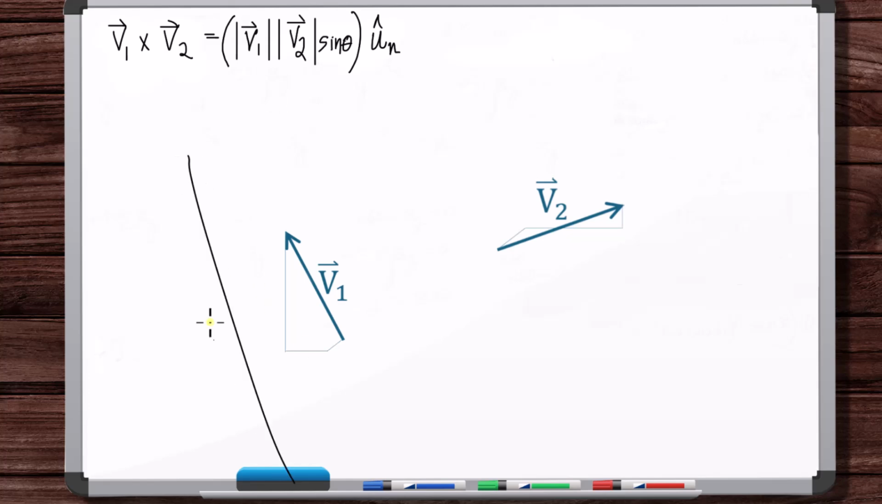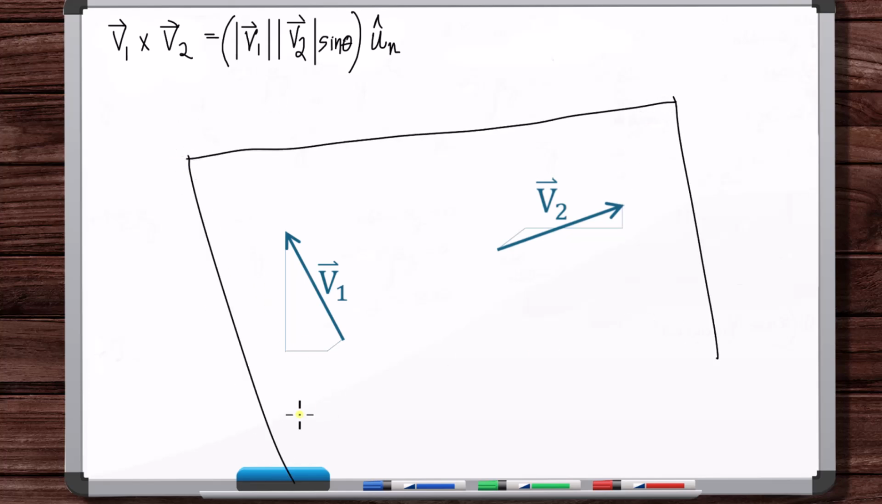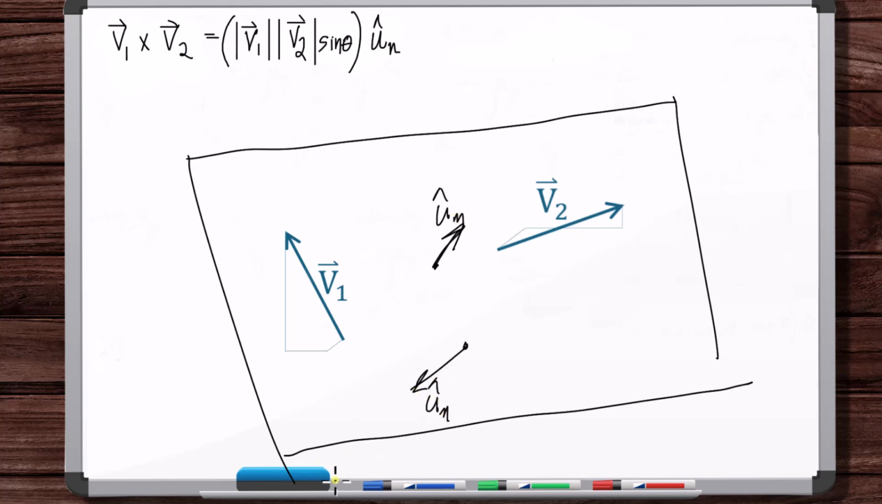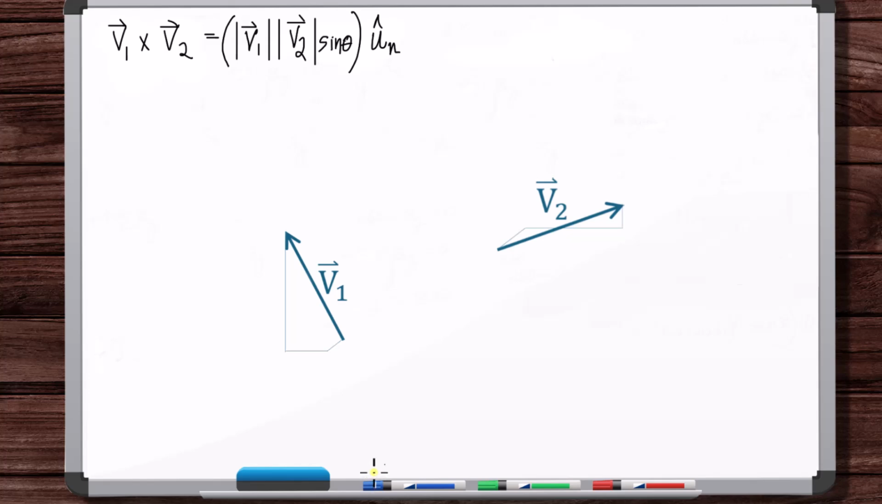Now we think about the plane that contains these two vectors. That's fine. But what direction is u hat in? This direction or this direction? Okay, well, we figure this out using the right hand or left hand rule, depending on whether or not we're using a right-handed or left-handed coordinate system. So let's say we're using a right-handed coordinate system. Then to figure out the direction of the normal vector, you bring the tails of the two vectors together.